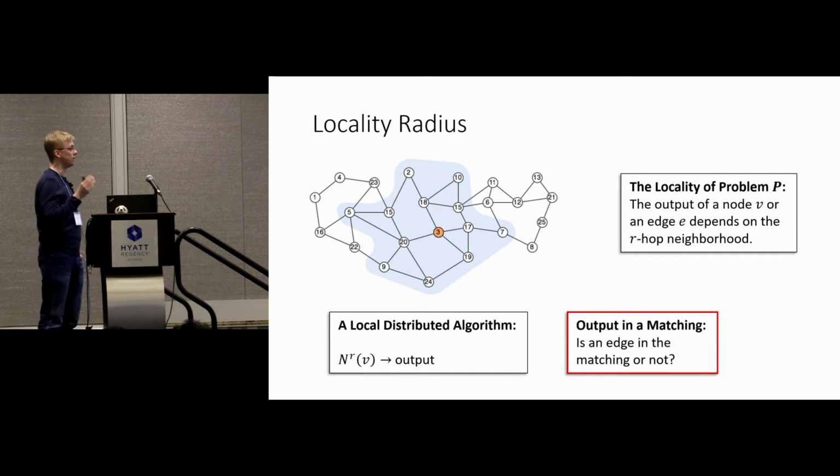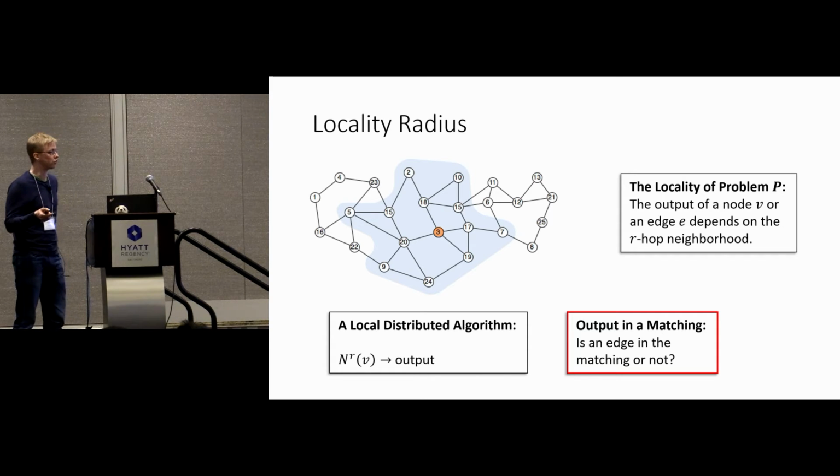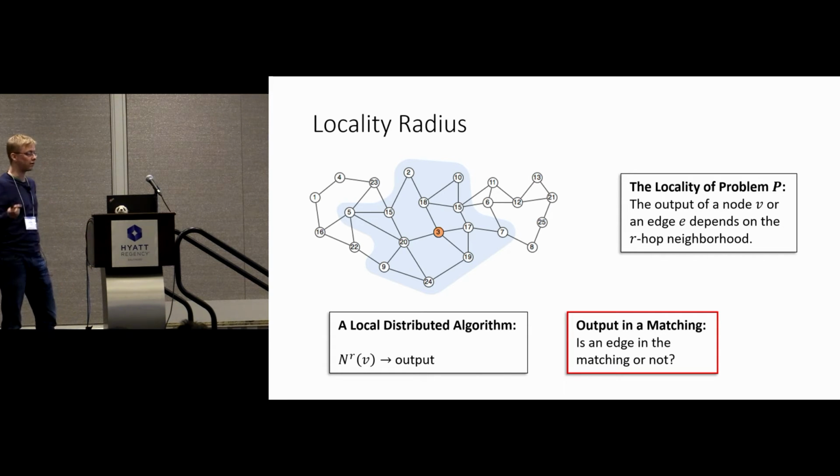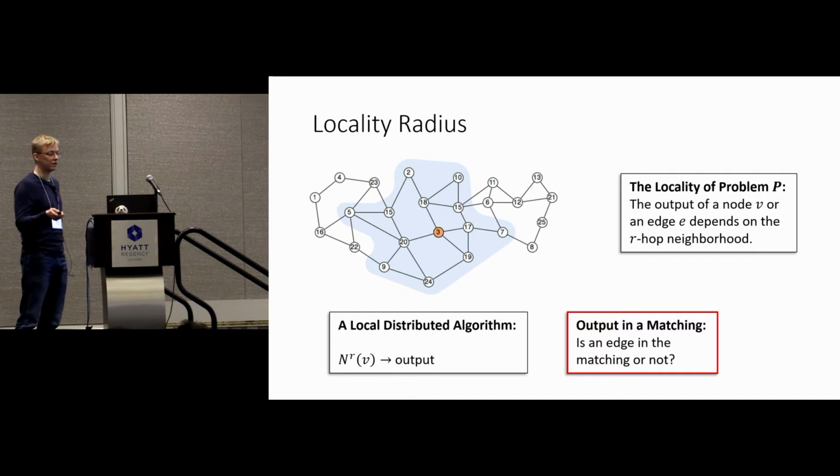Sorry, and here when I say the locality of a problem, it just means what is this R? Like what is exactly the distance up to which you have to look to solve any problem? So you need to look until this distance and at least that distance, and then we get this locality of some problem.